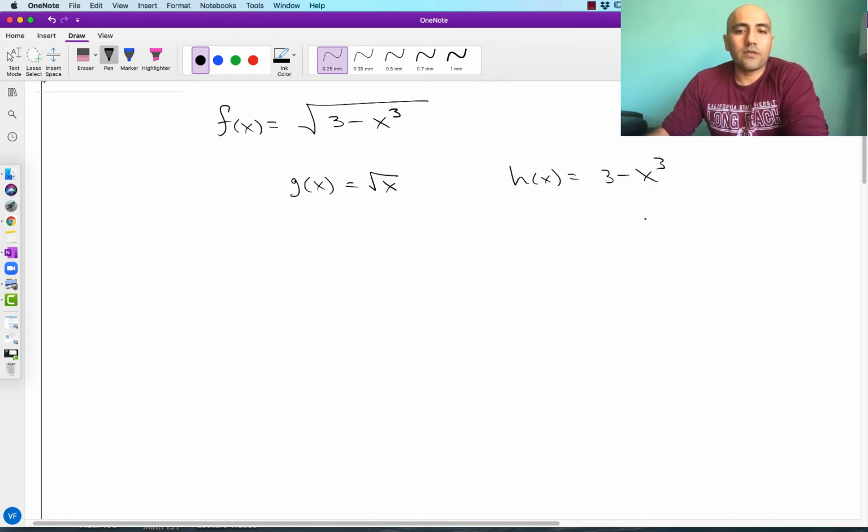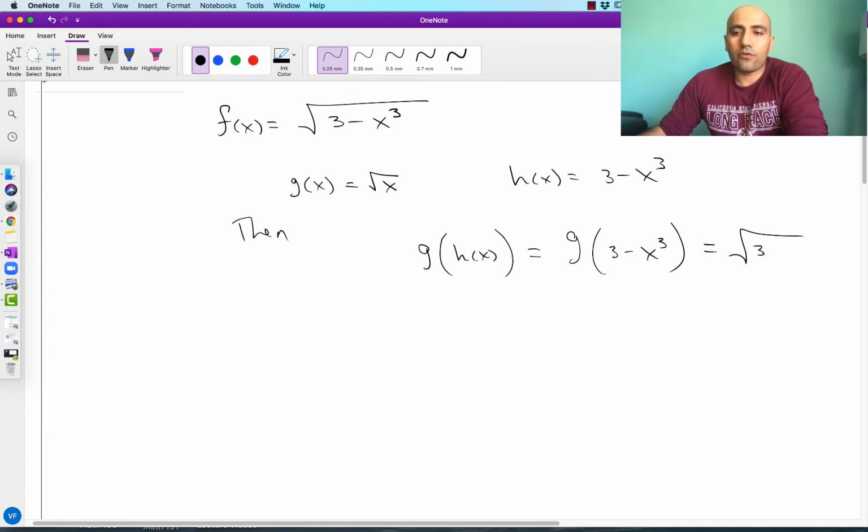then we could say that g evaluated at h of x is the same thing as g evaluated at 3 minus x cubed, which is exactly that guy. That's the square root of 3 minus x cubed. So we can say that this whole thing is f of x. So f of x can be thought of as this composition, g composed with h.